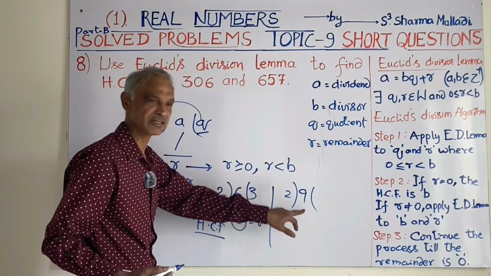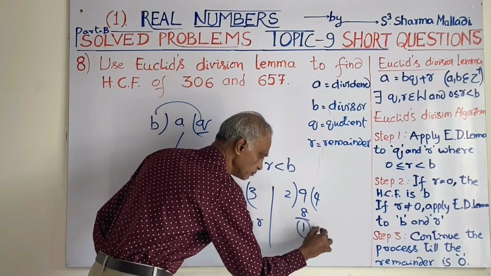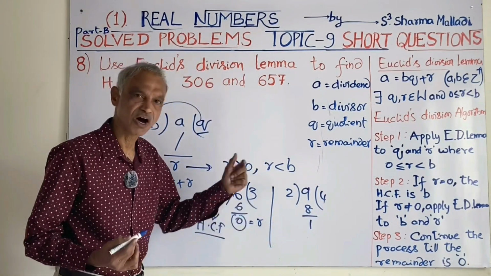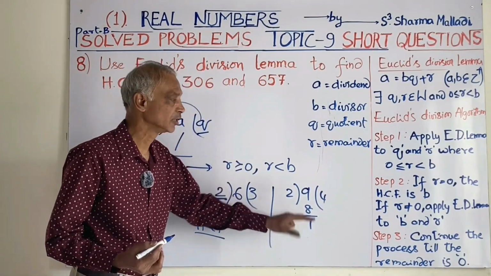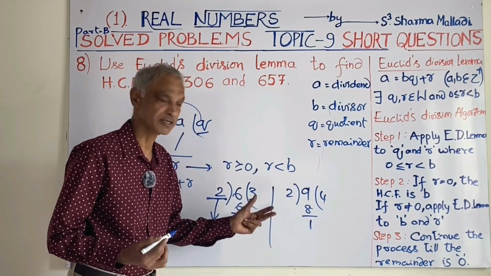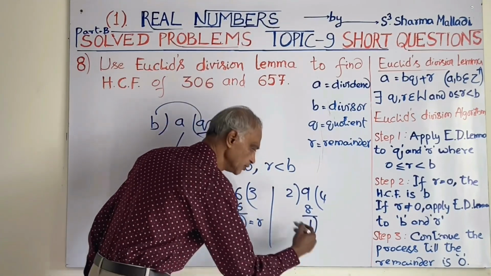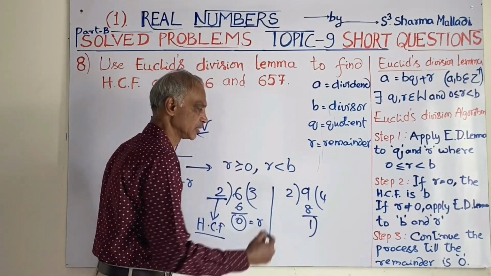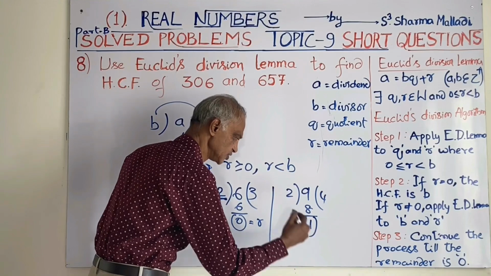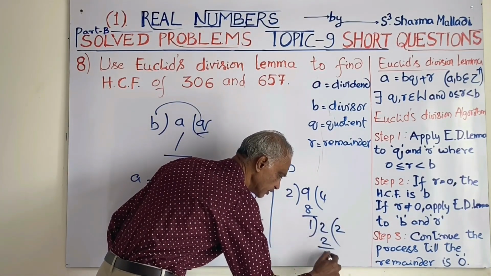If you divide 9 by 2, 2 fours are 8. You are getting remainder 1. If R is not equal to 0, what do you have to do? You have to continue the process till the remainder is 0. Again take 2, 1 two is 2. You are getting remainder 0.